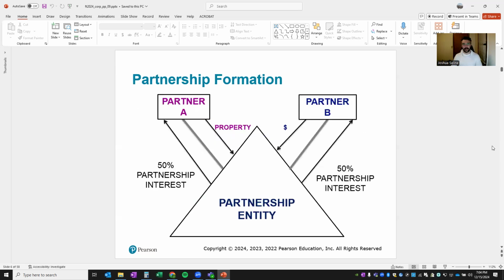Okay, so partnership formation. So you've got partner A contributing property, you've got partner B contributing money. Basically, all you have to do to contribute to a partnership is provide some sort of asset. That could be property, cash, equipment, services. Services get treated a little bit differently, kind of like we discussed last week, but it doesn't take much to form a partnership entity. It's two people going into business together.